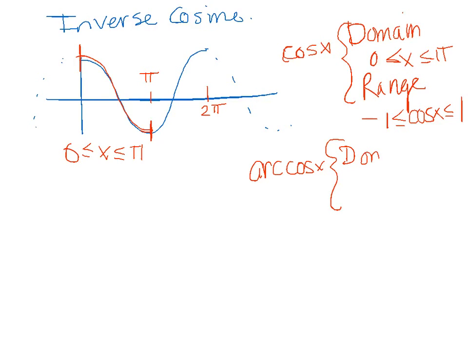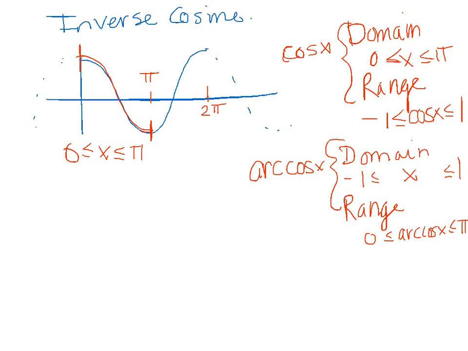So domain for the arc cosine, minus 1 to 1, and range between 0. Oh, see, I messed that up. Let me back up. The domain, of course, is referring to x lying between -1 and 1, and the range, the answers to arc cosines, will lie between 0 and pi, because the answer is like an angle.